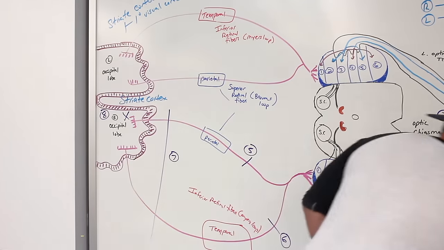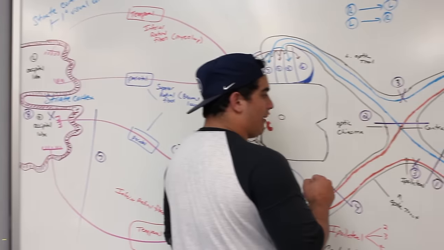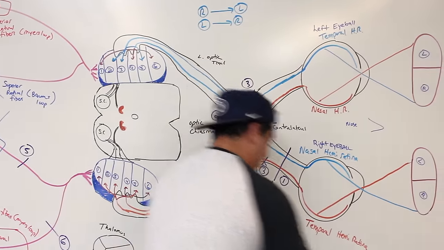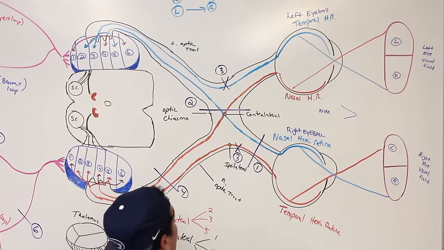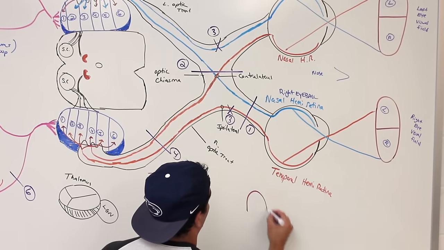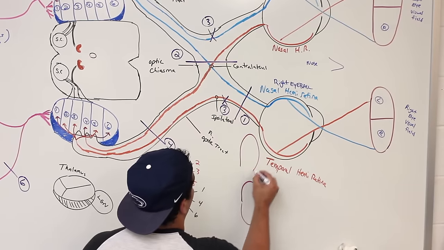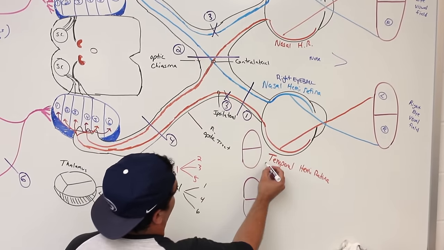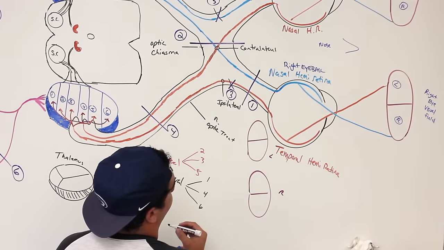Okay, here we go. If the right optic nerve is damaged, let's do our visual fields here. Let's get our little visual fields here. Keep it super simple. Here's our visual field for the right eye. So we're going to have two visual fields here, one right there for the right eye, one right there for the left eye. And we'll separate into the left visual field and right visual field. So again, this is for the left eye, this is for the right eye.